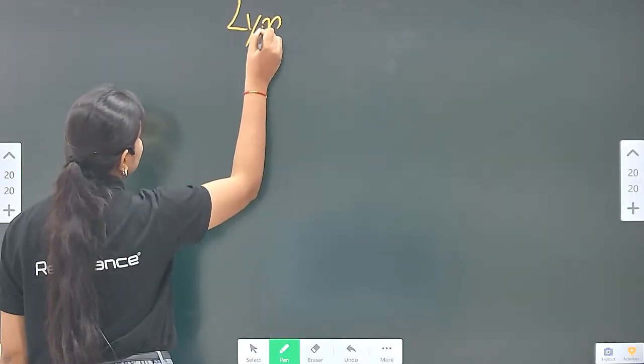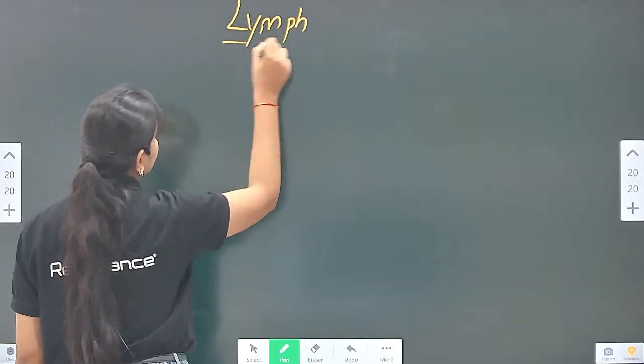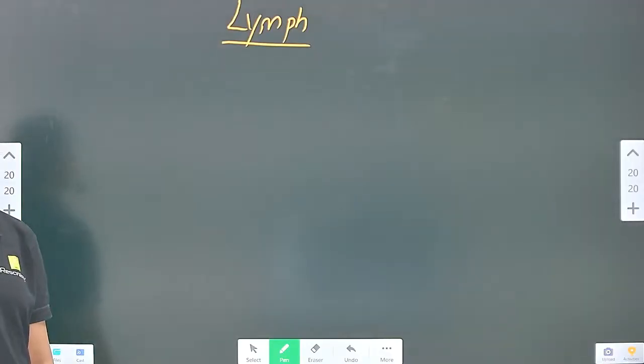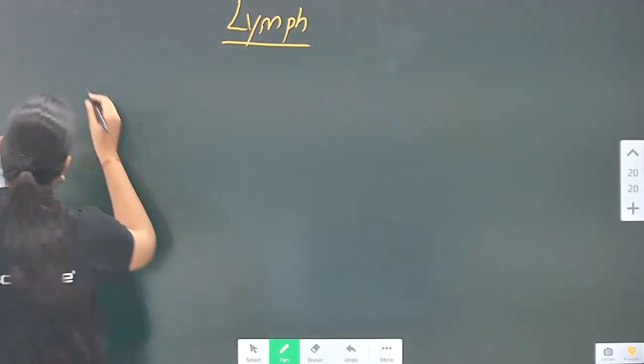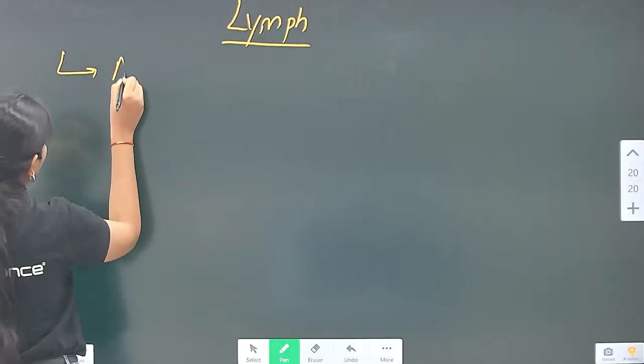What exactly is a lymph? Have you heard of lymph? Right? So now we will be reading about the lymph. Now what exactly is the lymph, students? Lymph is also a fluid connective tissue.